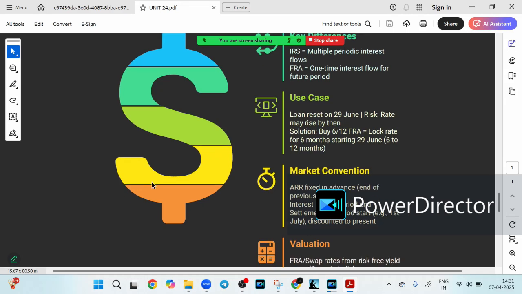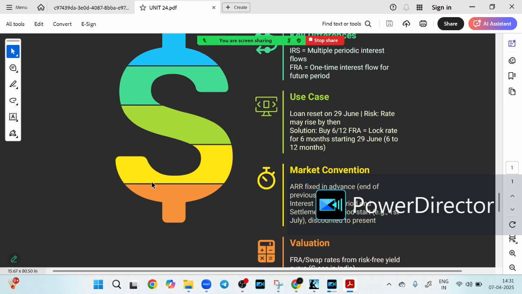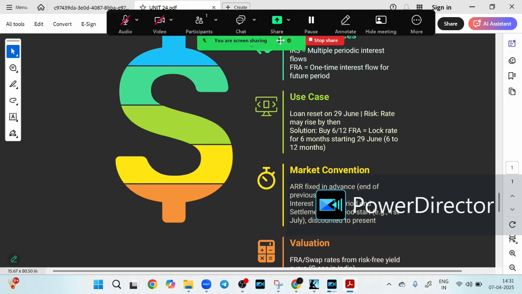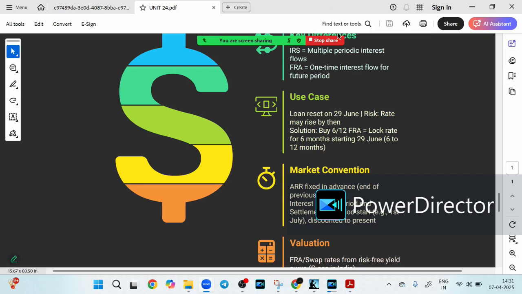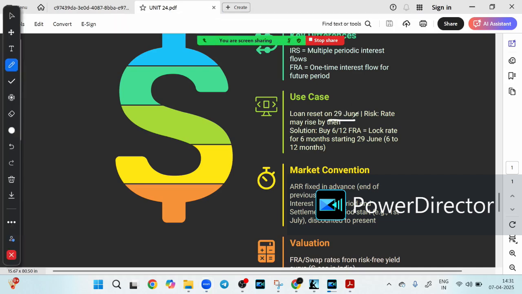Let me give you one example to understand this. Suppose a company's loan resets on 29th June. Now, they fear that the loan will reset on 29th June and the interest rate may rise by then.